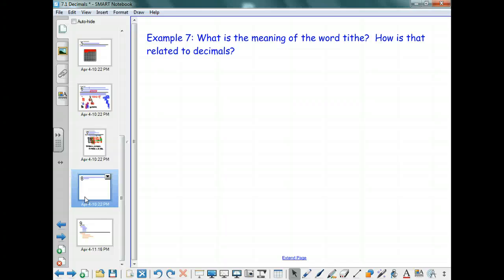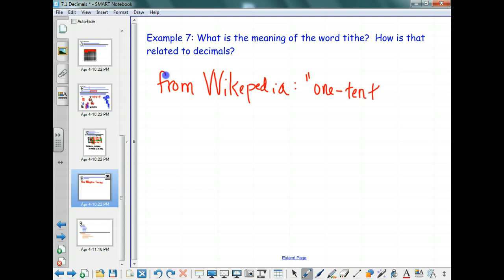Okay, now I'm going to write it down in a little bit different way, but related, but without the word percent in there. Okay, and this is actually, I know this is not your best resource, but it's okay on this. From Wikipedia. This means 1/10, which is the same as 10%, right? We haven't done percents yet, and I get that. But 1/10 of something. All right, so 1/10.